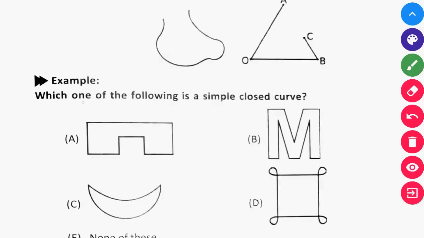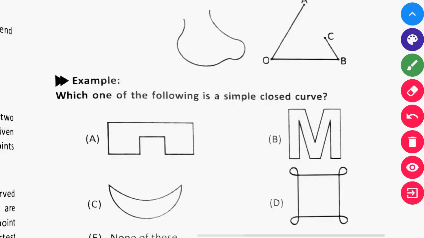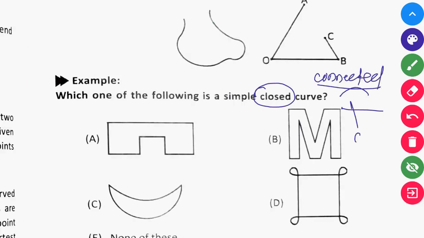Okay, so the first example is: which one of the following is a simple closed curve? See, closed means what? Whatever things are there inside it, whether it is a curve line or a straight line, everything is connected to each other. There is no opening to enter the figure.